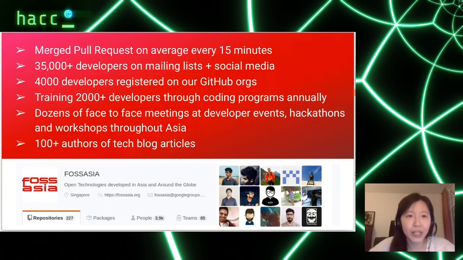The scale of the organization: we have about 35,000 subscribers to our mailing list and social media, and about 4,000 developers registered on GitHub. Through our training and education program, we onboard 2,000 young developers and students every year through coding programs. We organize a lot of face-to-face meetings. Like previous years, now we do a lot of virtual events and also hackathons. We maintain a technical blog. So basically, this is a space for people to share technical knowledge.